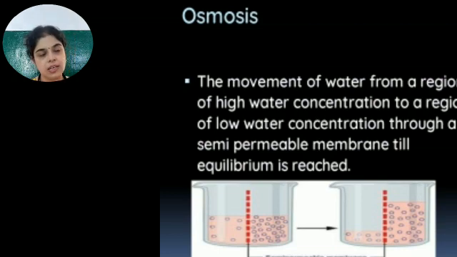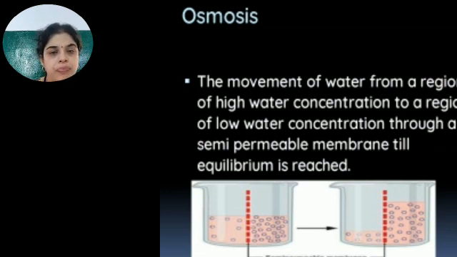Okay, so the water always transfers from the region of higher concentration to lower concentration, or the water always transfers from a region where the concentration of solute is low to a region where the concentration of solute is high. Okay, so don't get confused between water and solute. For example, there is a solution of sugar. So the water which is present is known as the solvent, and the sugar will be the solute.